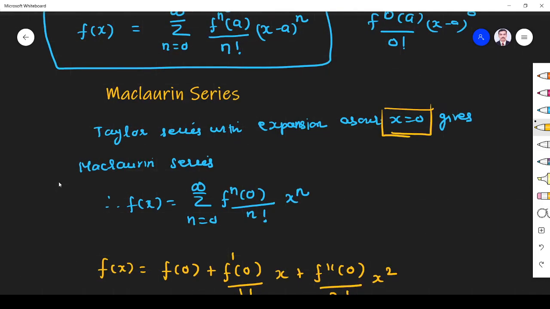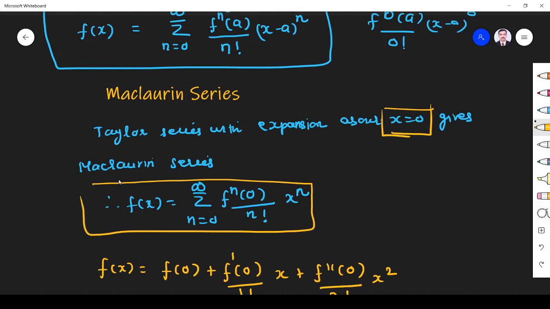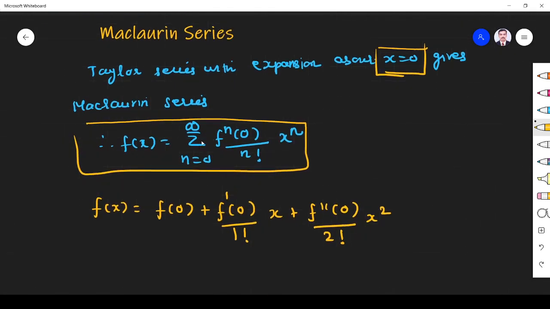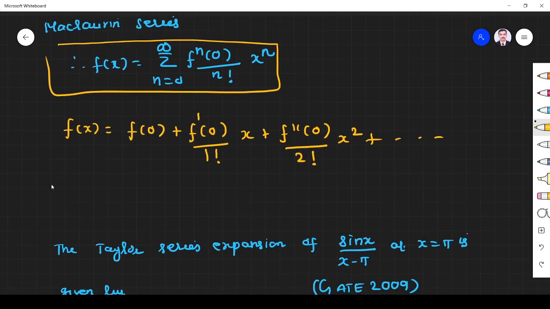Right, so both are very simple only. So f of x equals summation n goes from 0 to infinity, f n of 0 divided by n factorial, x power n, right? So if you expand, what you get is f of 0 by 0 factorial, plus f dash of 0 divided by 1 factorial into x, plus f double dash of 0 divided by 2 factorial x squared, like that it will go. Fine, so this is what Maclaurin says, right? So simple thing, both are converting a function into a polynomial because polynomials are easy to work with.